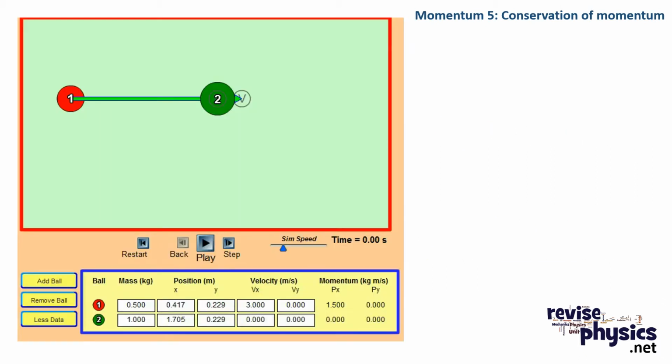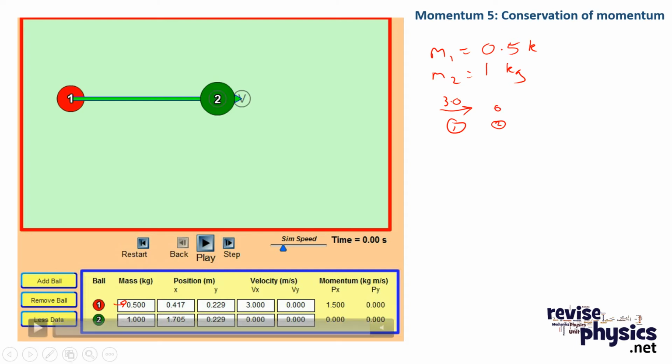Let's look at a couple of simulations then. Here I've got mass m1 and mass m2. Now we're told, if you look at the bottom here, that m1 has a mass of 0.5 kilograms, m2 has a mass of 1 kilogram, and m1's initial velocity in this direction is 3 meters per second, m2's velocity is 0. It's at rest. Let's have a look at what happens as they collide.